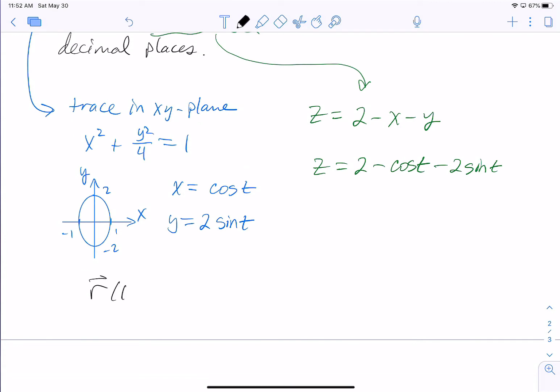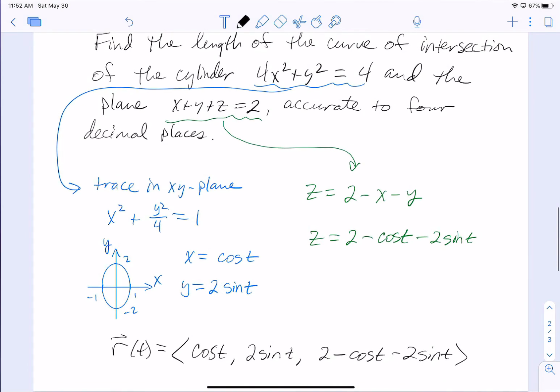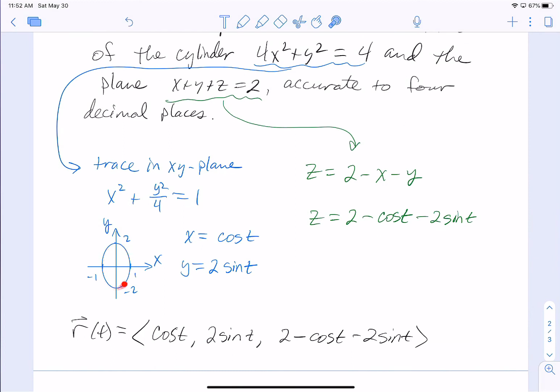And in fact, r of t is equal to the vector cosine of t, 2 times the sine of t, 2 minus the cosine of t minus 2 times the sine of t. That's the curve of intersection between these two surfaces. We need t to go all the way around the edge of the elliptical cylinder. And so t is going to be between 0 and 2 pi.